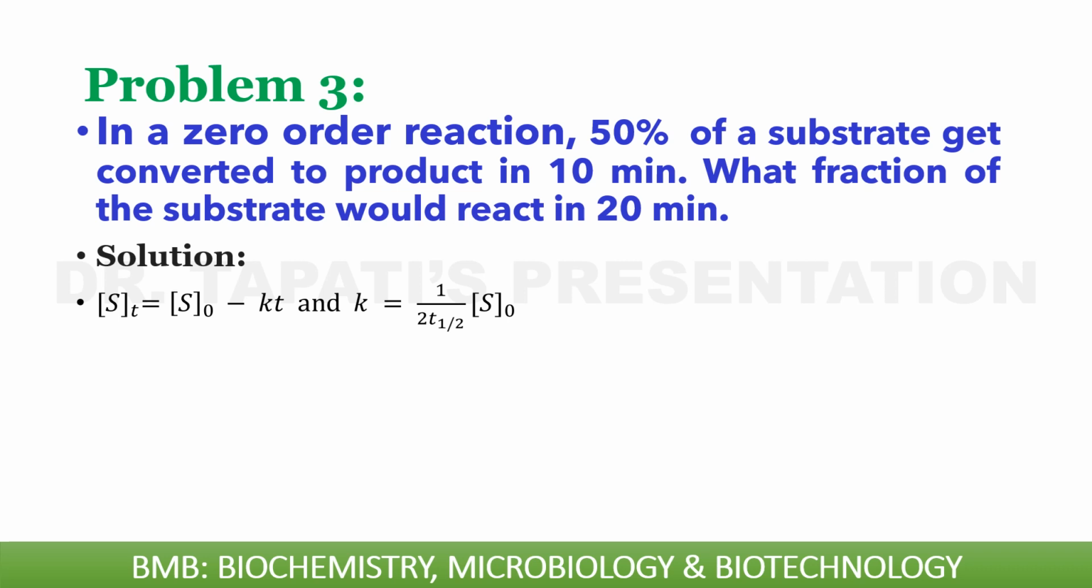We knew this is equation 2 for a zero order reaction, where St is equal to S0 minus Kt. St is the final concentration of the substrate, S0 is the initial concentration of the substrate, K is the rate constant, and t is time. And from equation 4 we found that K is equal to 1 by 2 T half, where T half is the half-life of the reaction, into the initial substrate concentration.